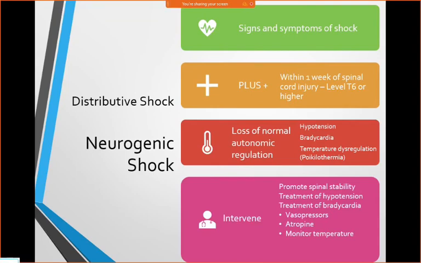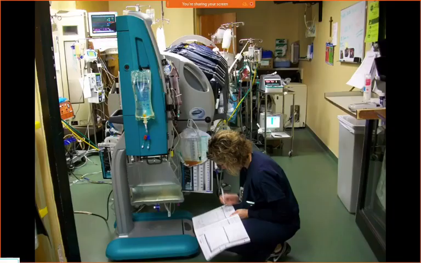And then neurogenic shock, again, I put it here so you can refer back to it in the next unit. This one causes hypotension and bradycardia because our nerves are not working. But we will talk about neurogenic shock during the neuro lecture.